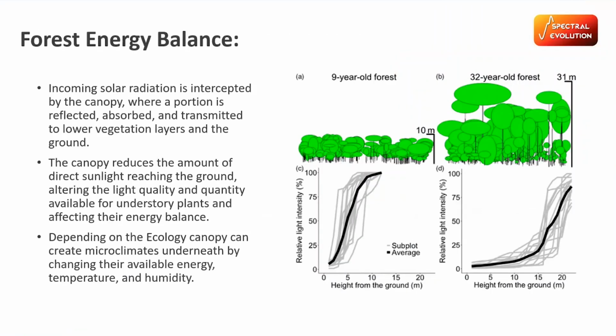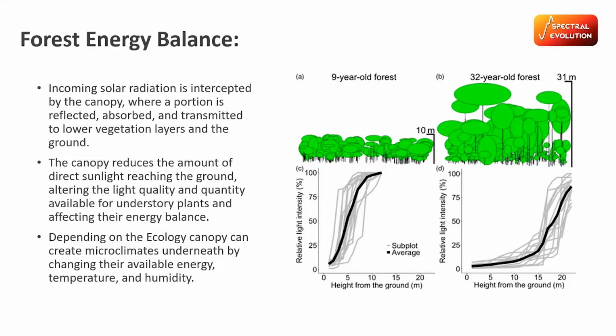So, what is the forest energy balance? That is the incoming solar radiation intercepted by the canopy, where a portion is reflected, absorbed, or transmitted, and then it reaches down to the lower vegetation layers and the ground. So the canopy reduces the amount of direct sunlight reaching the ground, alters the light quality and quantity available to understory plants, and affects the energy balance. Like I said, this is that competition that happens in nature for resources.